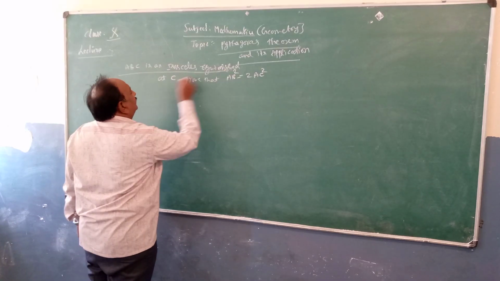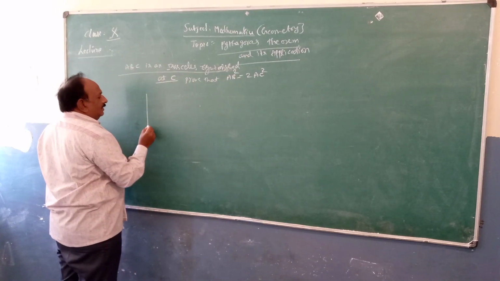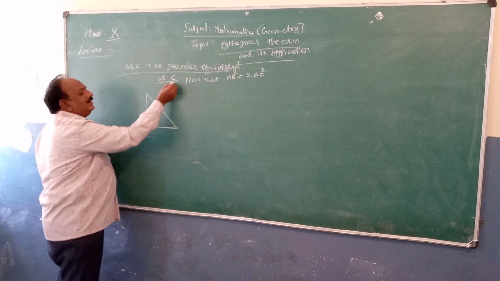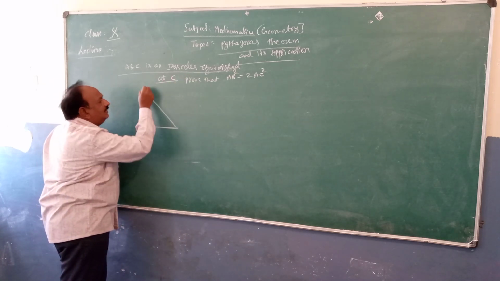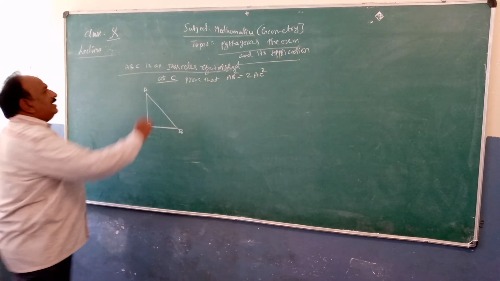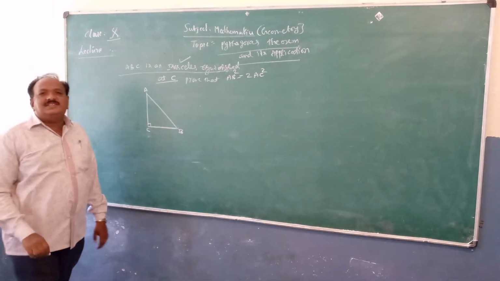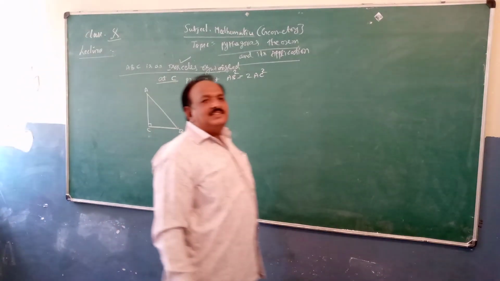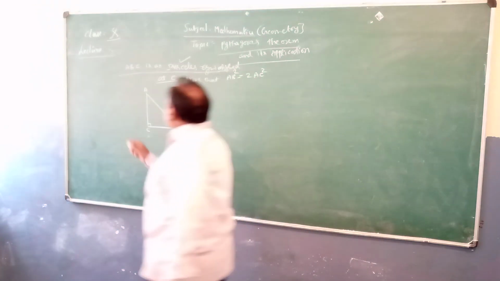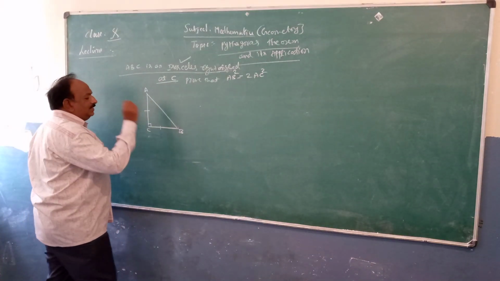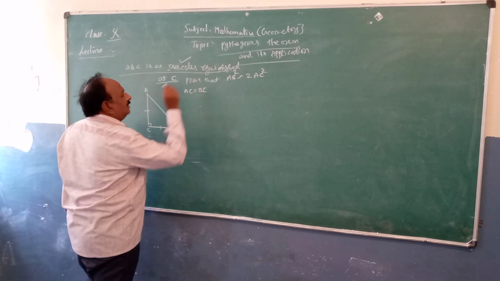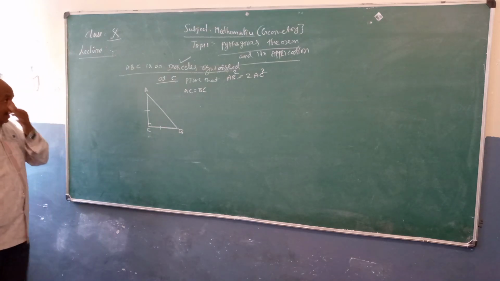ABC is an isosceles right angle triangle, right angle at C. We have to note down right angle at C means this is C, A, B. What is the meaning of an isosceles triangle? Isosceles means a type of triangle in which two sides are equal. It means to say that AC is equal to BC.